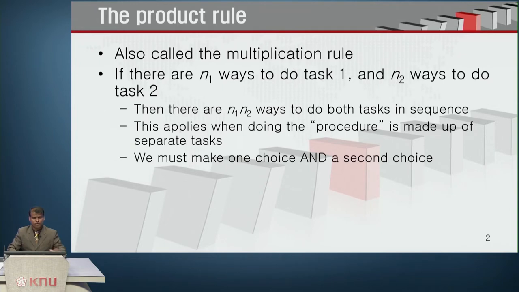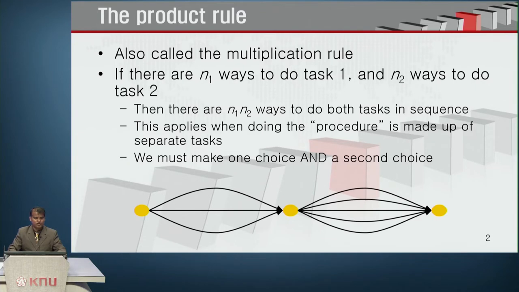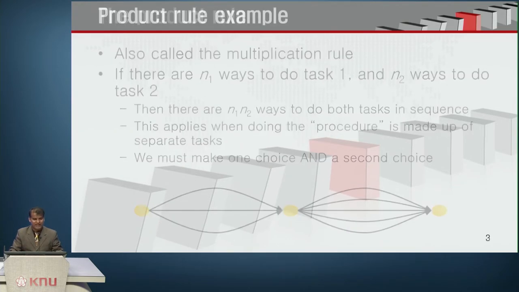So we have a procedure to apply this product rule, and it's kind of an AND choice. You have the first choice and the second choice. It's something like you choose the appetizer, then the meal, then the dessert, then the drink. So if there are n1 ways to do task 1 and n2 ways to do task 2, it's n1 times n2 ways to do both tasks.